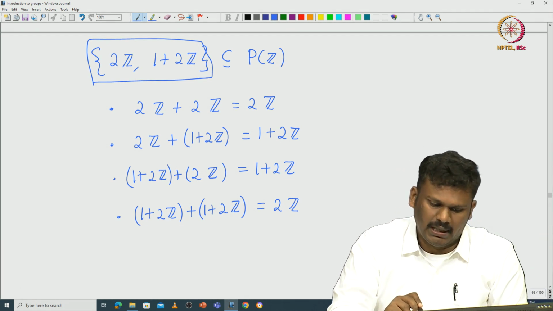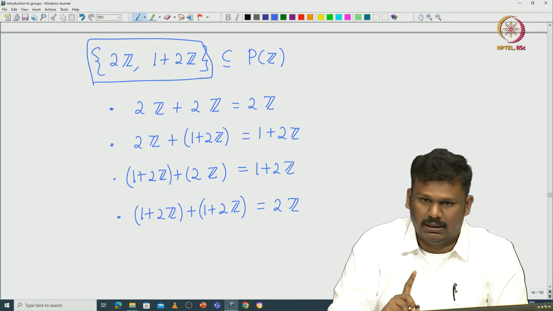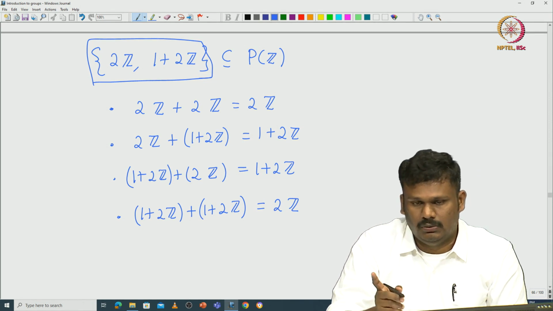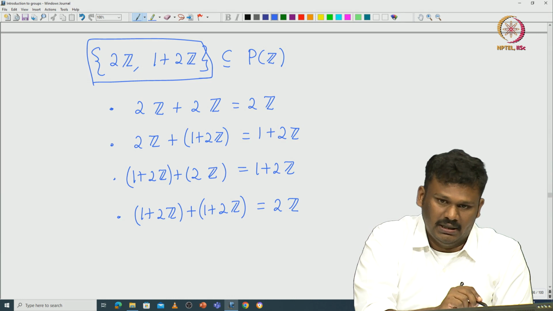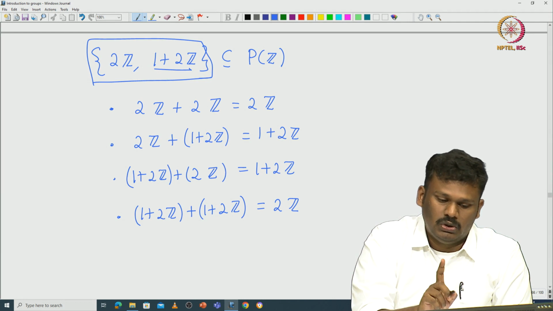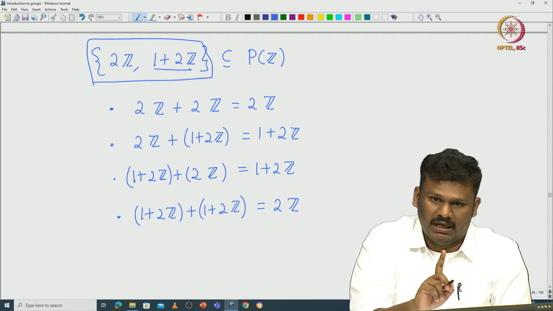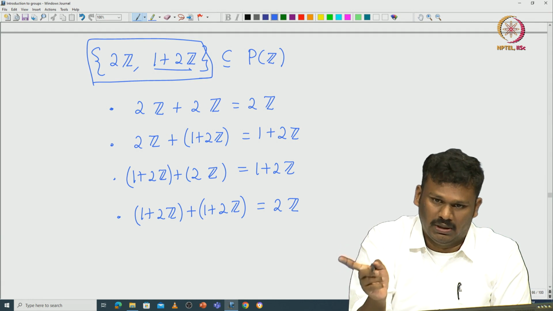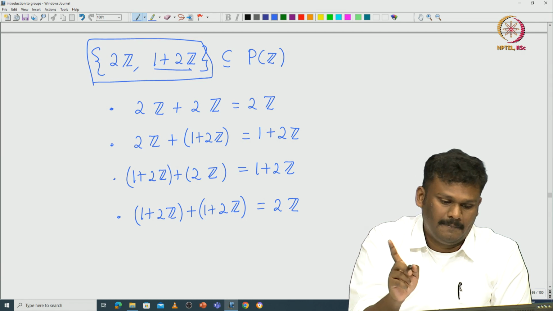Because this 2Z I can treat as 0. So, instead of remembering 2Z, I can remember what remainder it corresponds to. When I divide by 2, whenever you get 0, that corresponds to even integers. When the remainder is 1, that corresponds to 1 plus 2Z. We have already seen using the division algorithm that whenever you divide by some natural number n, you get a remainder between 0 and n minus 1. Here n is 2, so you get remainders 0 and 1.